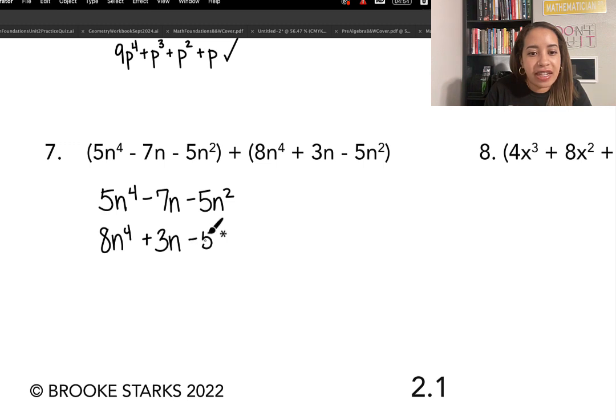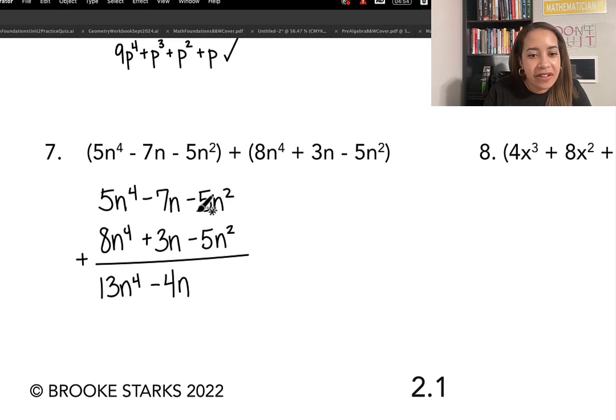So those look alike. Now that I have stacked up my like terms, I can add them together. 5 plus 8 gives us 13. Negative 7 plus 3. These have different signs, so we subtract the absolute values. 7 minus 3 gives us 4. And then our higher absolute value was negative, so we do get a negative 4. Negative 4n.